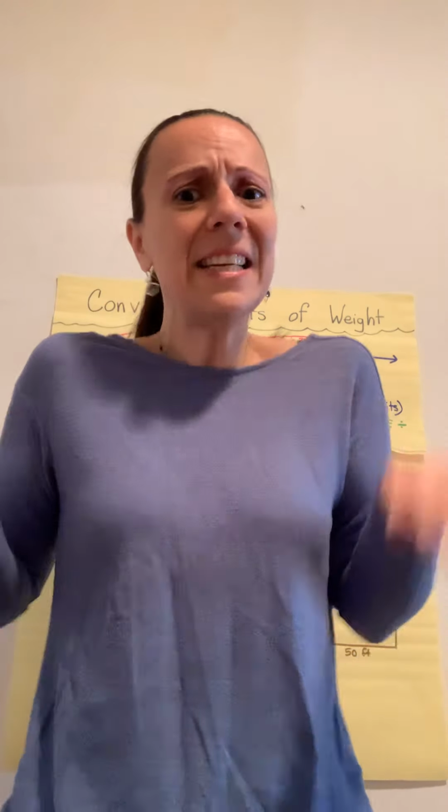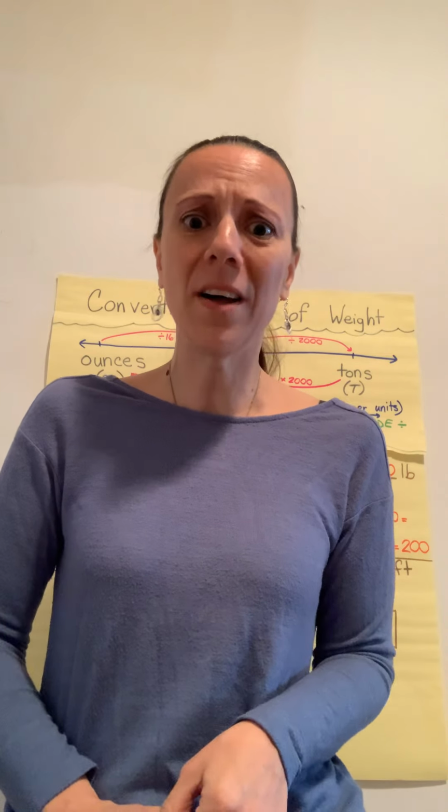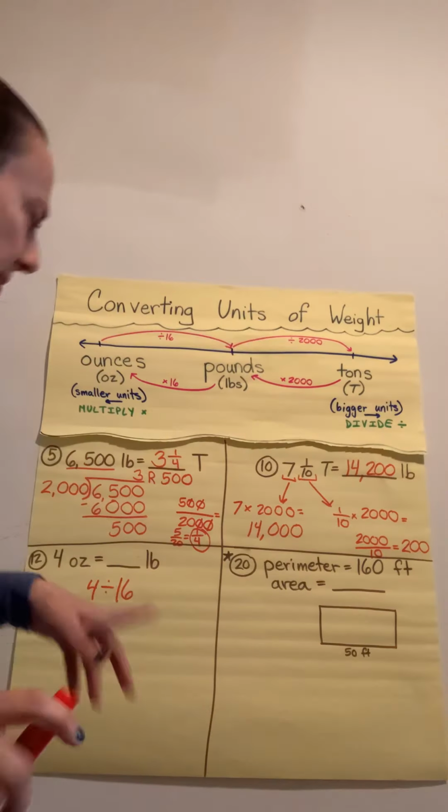If it takes 16 ounces to make a pound and I only have 4 ounces, then I'm not even going to be able to make 1 pound. So it does make sense that my answer would be less than 1. I'm going to end up with a fraction. So let me see how to divide 4 by 16.